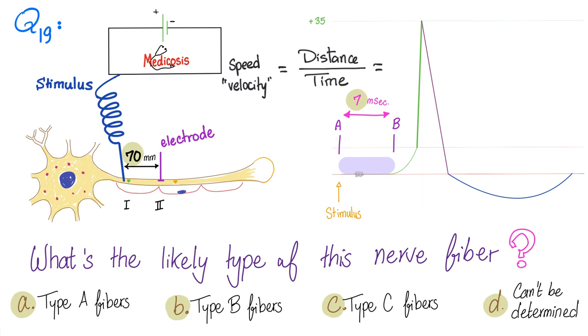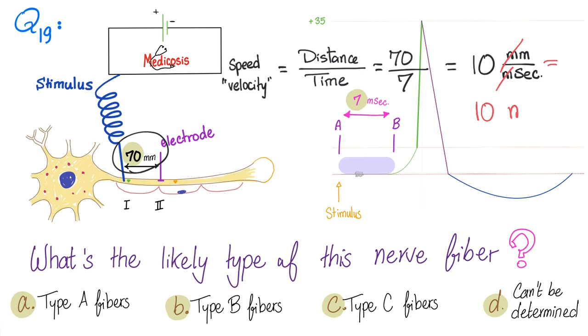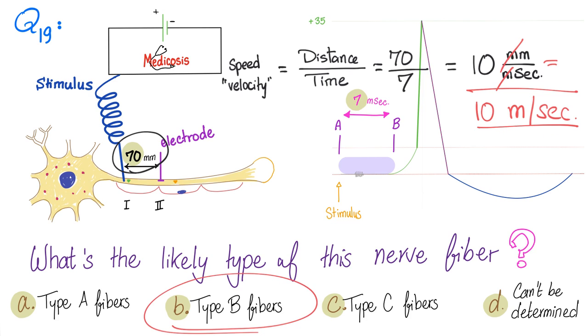Velocity equals distance over time. What's the distance here? About 70, all right? 70 millimeters over 7 milliseconds. And you get what? You get 10. The measuring unit is millimeters over milliseconds. You can cancel the milli with the milli and you end up with 10 meters per second. Now, if you remember your physiology, which nerve fiber type had a velocity of 10 meters per second? And the answer is type B fibers, because the conductance velocity in type A was 100 meters per second, in type B it's 10, in type C it's just 1.